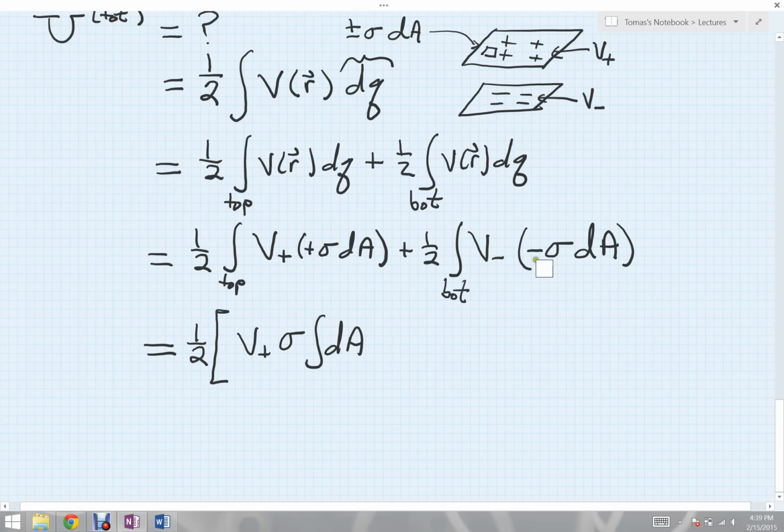On the minus side, it's going to be the same thing. I already factored out my half. I can factor out my two constant factors. Remember, though, I have a minus sign because it's a negatively charged plate. So that's going to be minus V minus sigma.